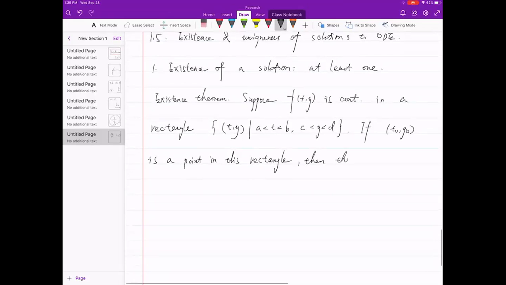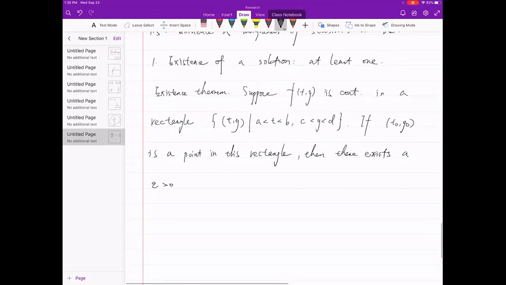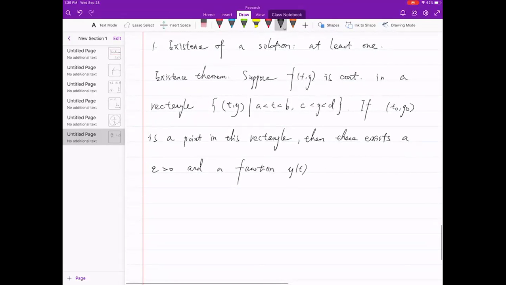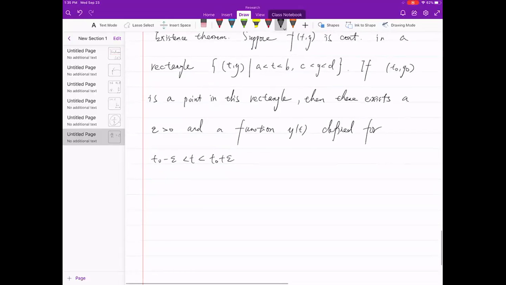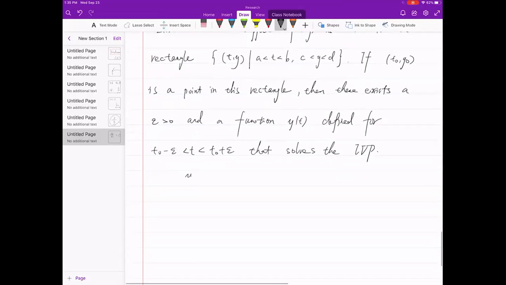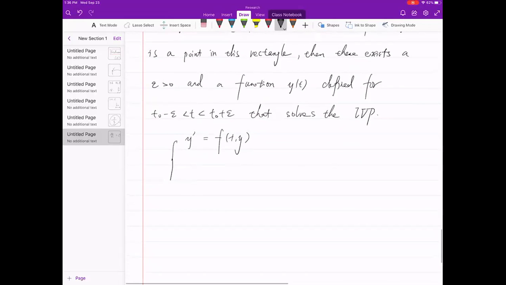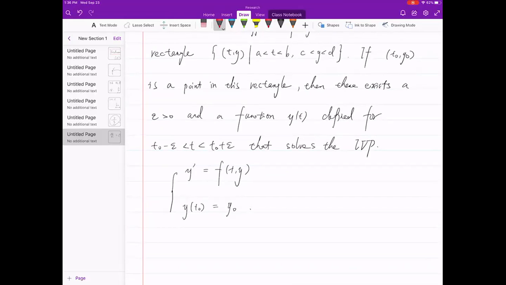then there exists an epsilon bigger than zero, and the function y(t) defined for t0 minus epsilon less than t less than t0 plus epsilon that solves the initial value problem y prime equals f(t,y), and y at t0 is y0. The existence is here.